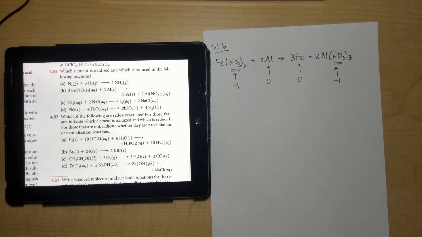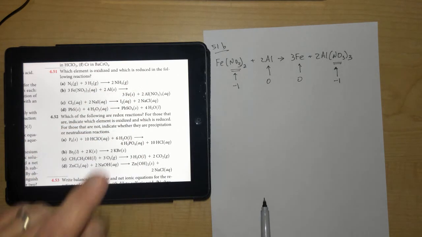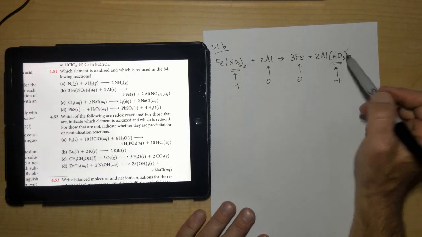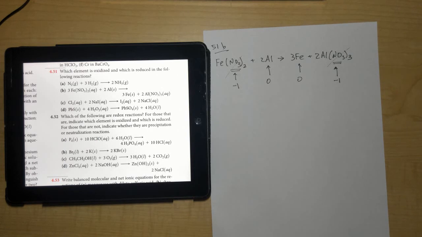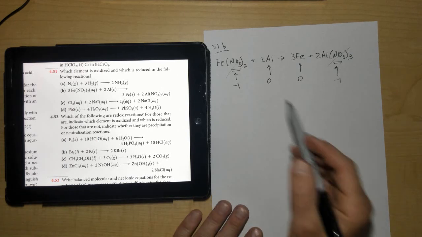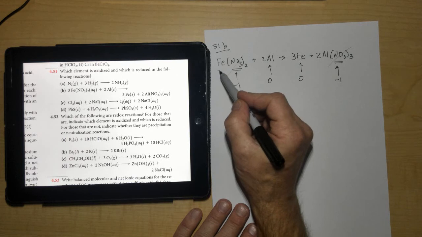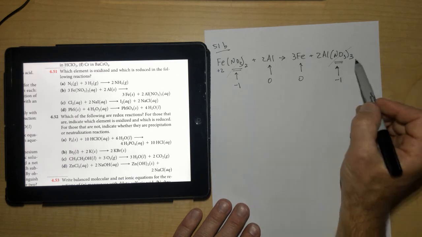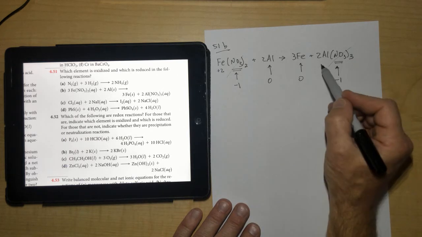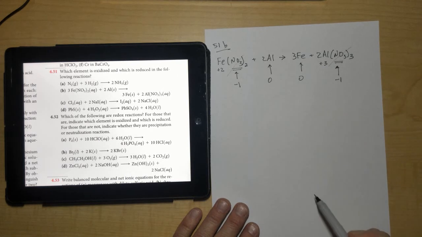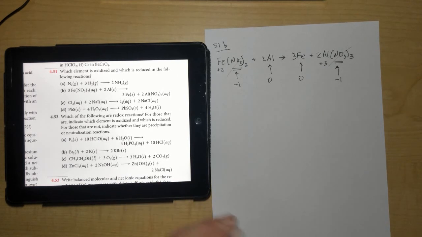And they're not saying assign oxidation numbers for everything. They're only saying which element is oxidized and which is reduced. Since these aren't going to change, just ignore them and just say, oh, they're going to be the same. But since this is -1 and there's 2, iron would be +2 here. And since this is -1 and this is 3, aluminum would be +3 right here. And now you know your things that changed.